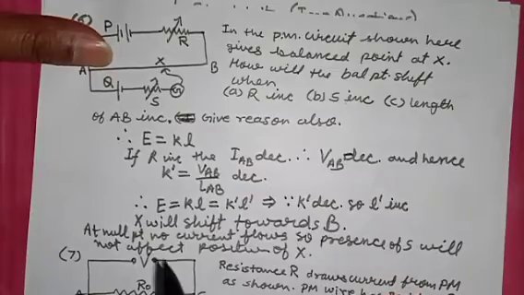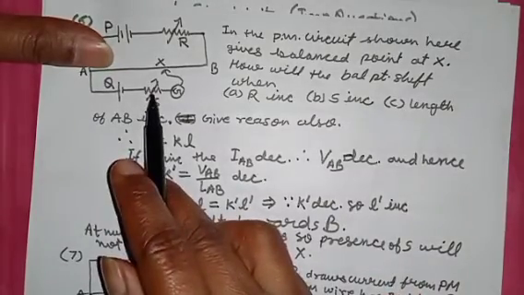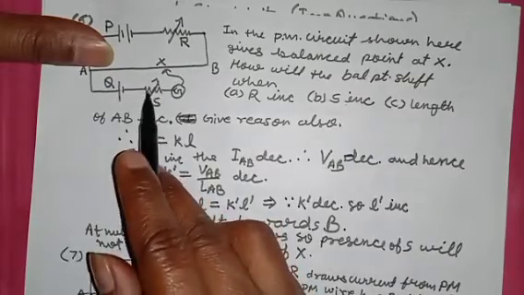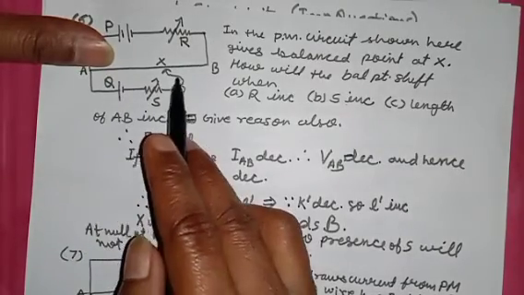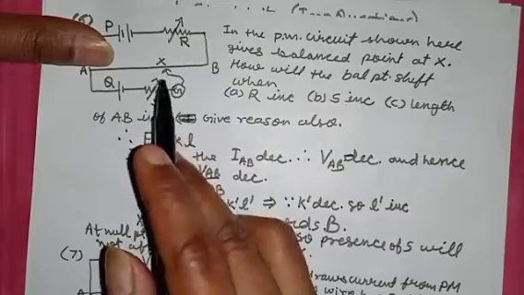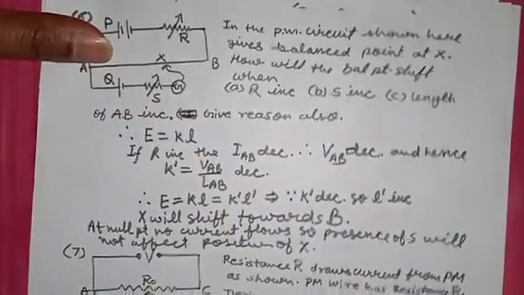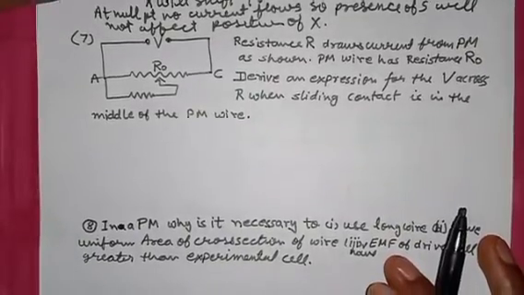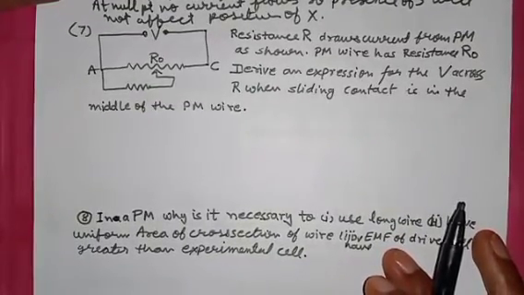One can ask why, even then, this resistance is placed there, connected there. This resistance ensures that there will be very little current, so that we can easily detect the null point. Now this question looks like a potentiometer type question, but it is simply a circuit based, series parallel type question.